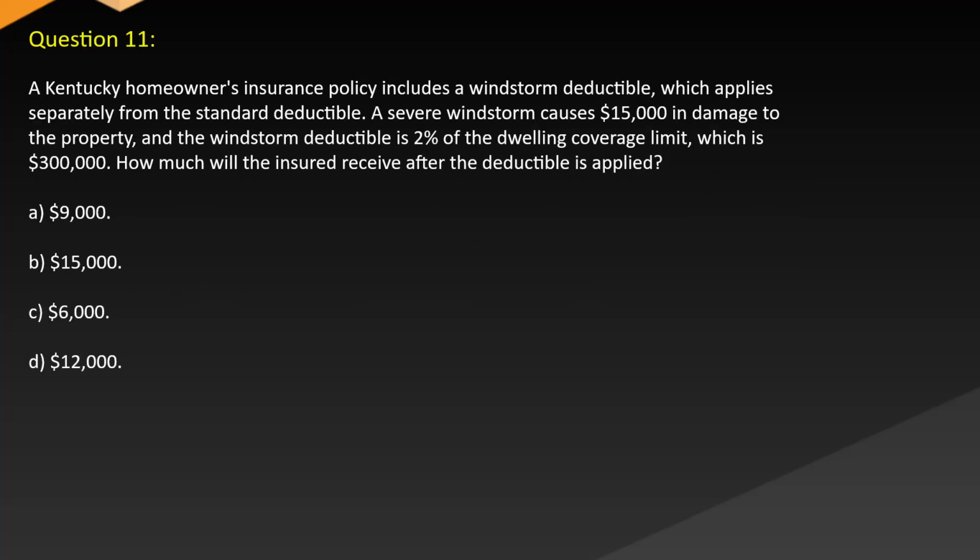Question 11. A Kentucky homeowners insurance policy includes a windstorm deductible, which applies separately from the standard deductible. A severe windstorm causes $15,000 in damage to the property, and the windstorm deductible is 2% of the dwelling coverage limit, which is $300,000. How much will the insured receive after the deductible is applied? A. $9,000. B. $15,000. C. $6,000. D. $12,000.